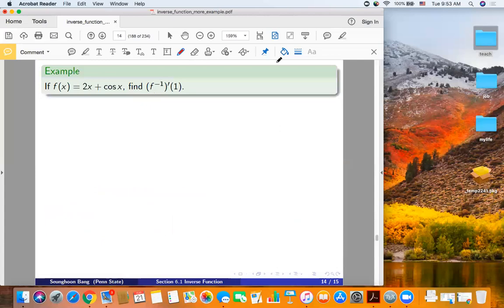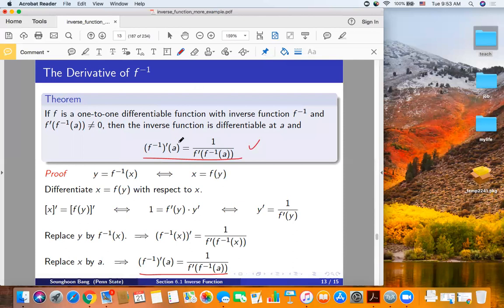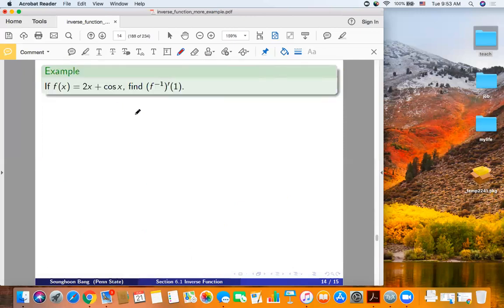I'm going to give you one example. f of x equals 2x plus cosine of x. Find inverse of f prime of 1. So how can you find it? I'm going to use the formula. First, if you want to use this formula, you have to check the function is 1-to-1. So f of x is 1-to-1?